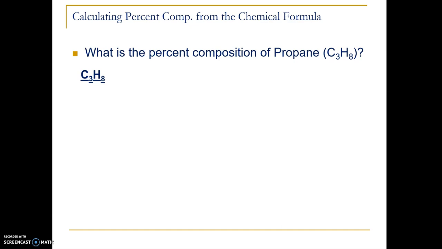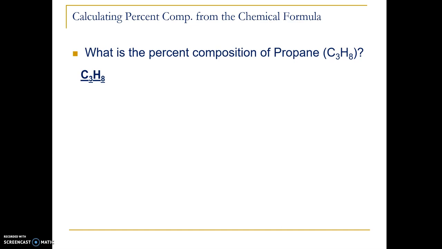The next type of question we're going to look at is how to calculate the percent composition just given a chemical formula. So our first example, we're going to calculate the percent composition of propane, which is C3H8. Now to start off with this, since they did not give us any mass data, we have to come up with some mass data. And the way that we're going to do that is by calculating the molar mass of this compound, just like we learned in one of the earlier lessons.